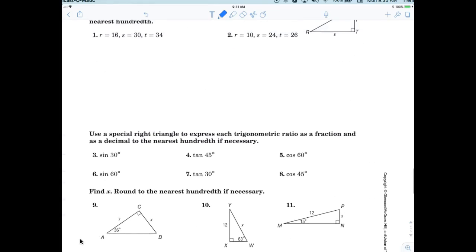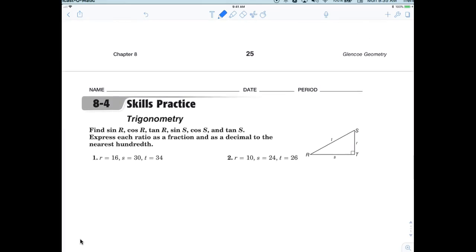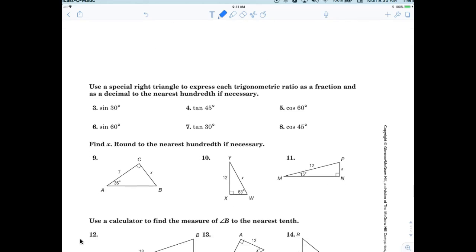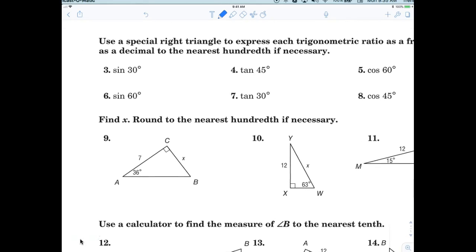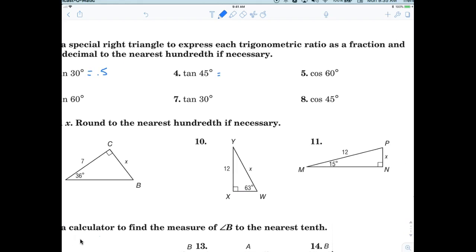Okay. Now do me a favor, please. Look down at 8-4 skills practice. I want everybody to look at number 3 real quick. Now these are just practice. Just type in sine of 30 degrees, and you should be able to tell me that's 0.5. Everybody type in the tangent of 45. One. Cosine of 60 is what? 0.5.